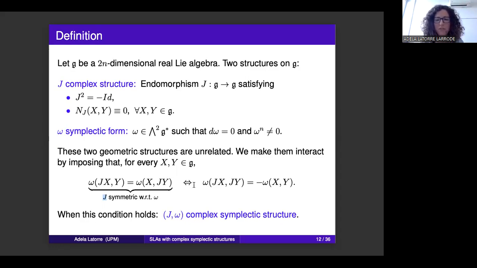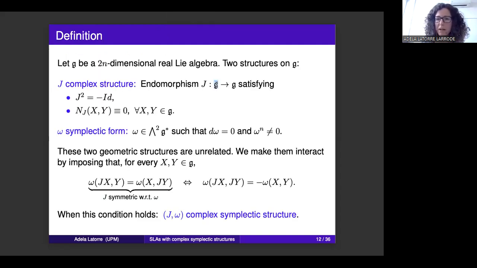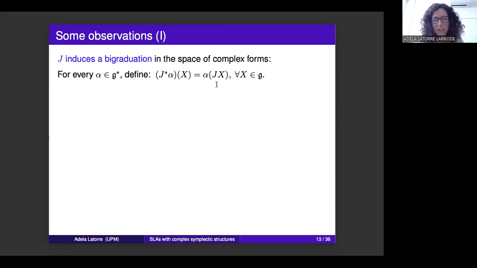Observe that this is equivalent to this condition here. If we plug the complex structure into the two components of the form, the complex structure disappears inside and you get a minus sign outside. So when this condition holds, we say that J and omega give you a complex symplectic structure. And some observations about this notion: the first one is that our complex structure induces a grading in the space of complex forms. We have defined the complex structure at the level of the Lie algebra, but we can equivalently define it on the dual, simply applying this formula here.